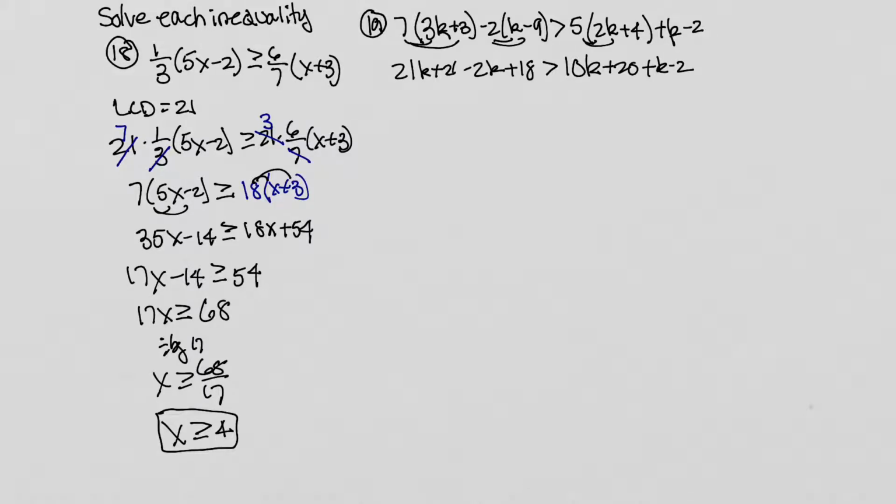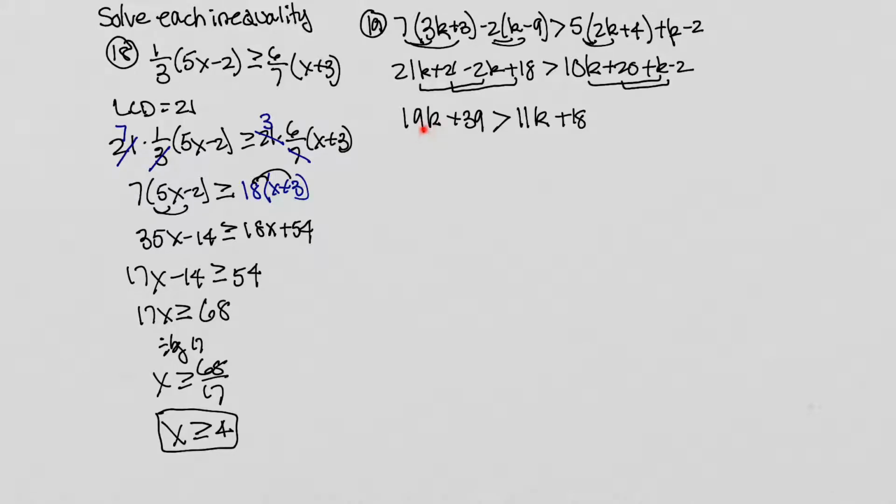Let's add up these k's, combine like terms. 21 of them minus 2 is 19 k's, and then I've got a 21 plus 18 is going to be a 39. That's strictly greater than. Now 10 k's plus a k is 11 k's, and then 20 minus 2 is a plus 18. So we're getting pretty close now.